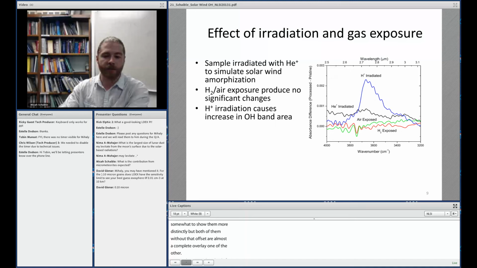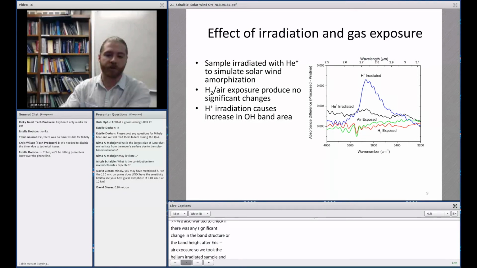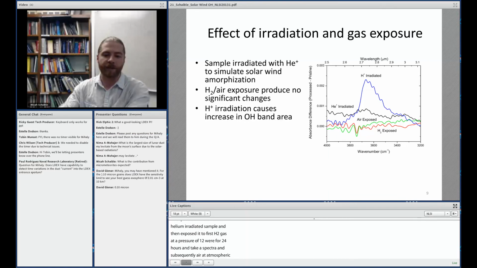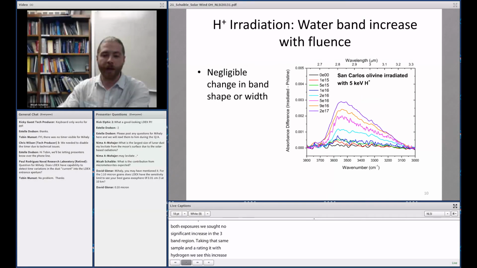We also wanted to check if there was any significant change in the band structure or the band height after air exposure. So we took that helium irradiated sample and then exposed it first to H2 gas at a pressure of 1 torr for 24 hours and took a spectra, and then subsequently air at atmospheric pressure for about 4 hours and took another spectra. After both exposures, we saw no significant increase in the 3-micron band region. However, taking that same sample and then irradiating it with hydrogen, we do see this increase in the OH band area.